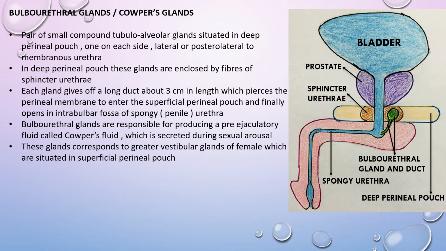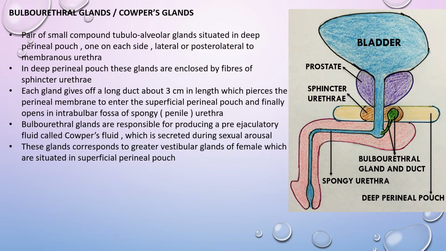Coming to the content of the deep perineal pouch in males, the bulbourethral glands, otherwise called Cowper's glands. These are a pair of small compound tubulo-alveolar glands situated in the deep perineal pouch, one on each side, lateral or posterolateral to the membranous urethra. In this diagram, you can appreciate the deep perineal pouch.